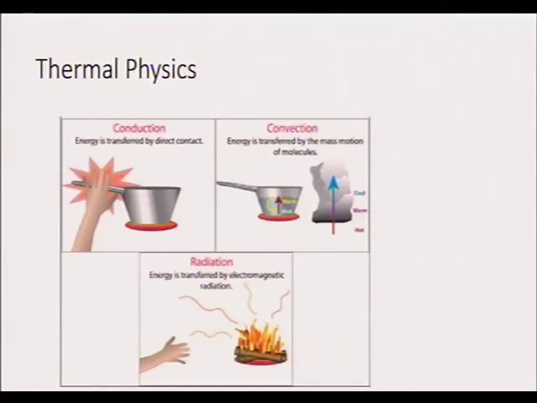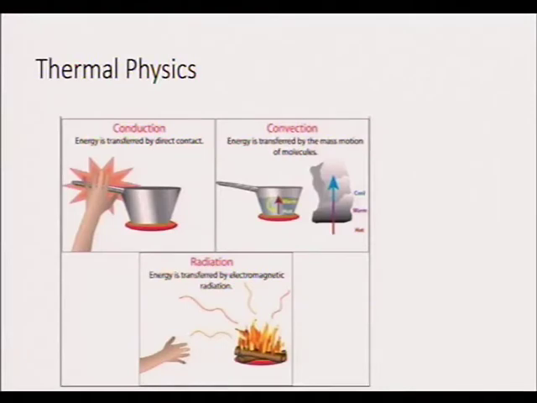Conduction is transferred by direct contact. When you touch a hot pot, you burn. That is direct contact, because you are touching something that is hot. The energy comes from the pot to your hand. You can be burnt. That is conduction.